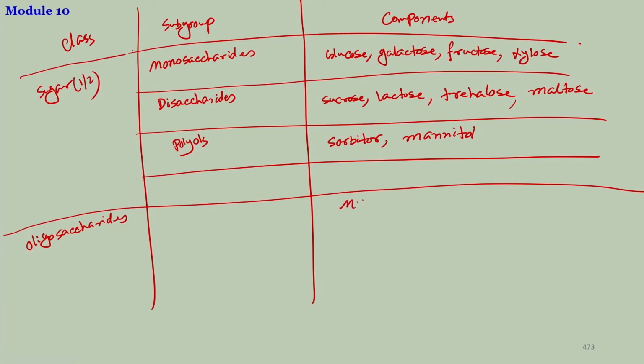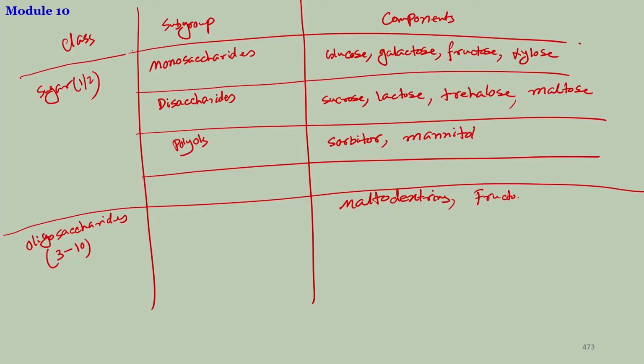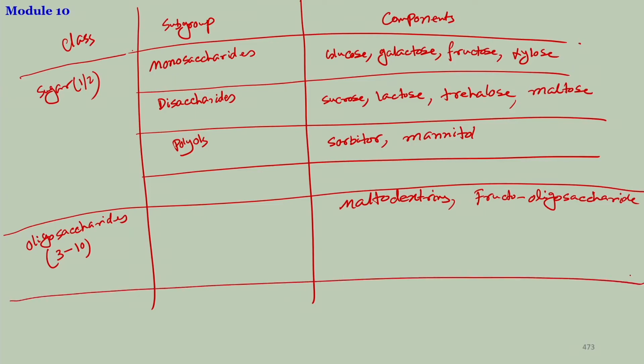The example I have seen given is dextrin. In general, maltodextrins. So oligosaccharides would be between 3 to 9 monosaccharide units. Then fructo-oligosaccharide is also there, and raffinose, so this is basically 3 to 10 units.